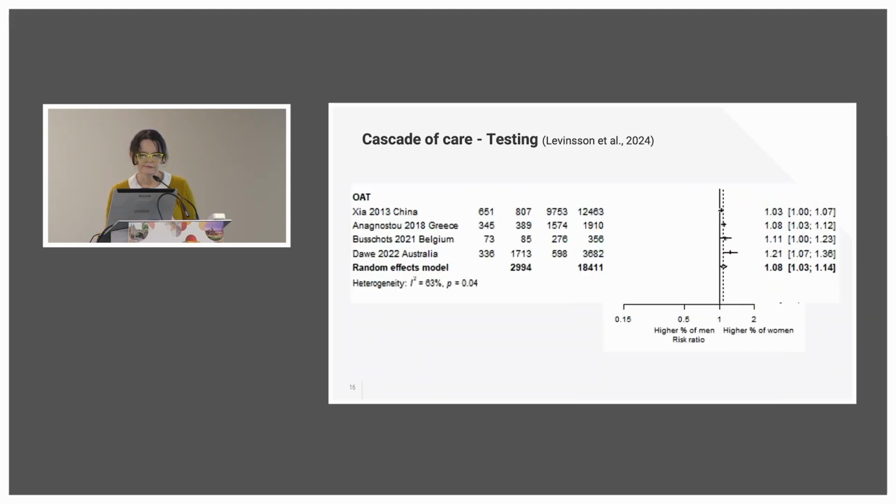And then these were the results for testing for samples recruited in opioid agonist treatment. I would have thought that being recruited in a treatment setting would mean that gender differences would not be present, because everyone would be being offered and having the same opportunity for being tested. But the higher testing among women is actually clearer here.